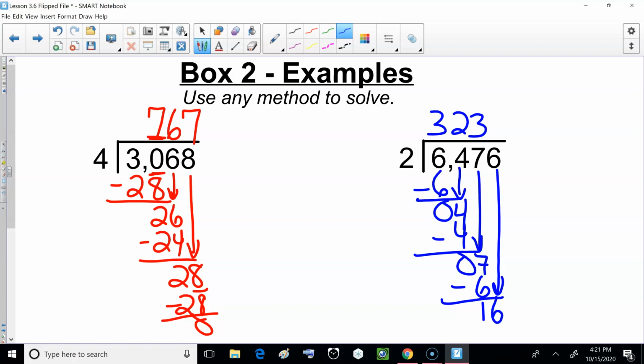2 times 7 is 14. 2 times 8 is 16. That sounds like it's going to be right. So 16 minus 16 is 0, and I have no remainder, so 6,476 divided by 2 is 3,238. Hopefully you got the same answers that I did when you paused and did it before me.